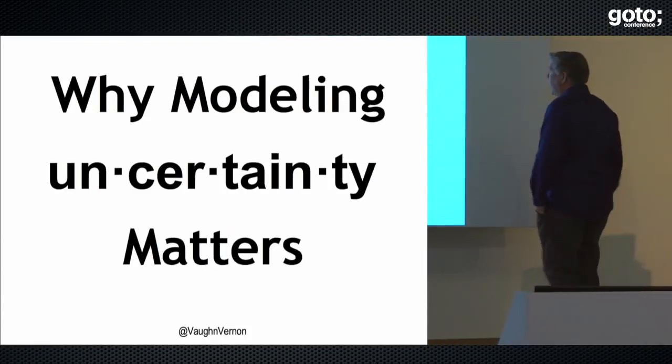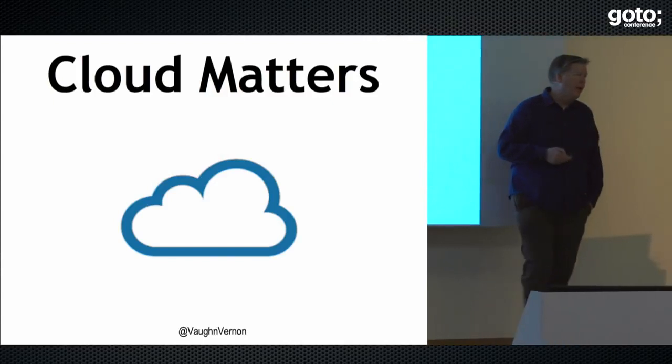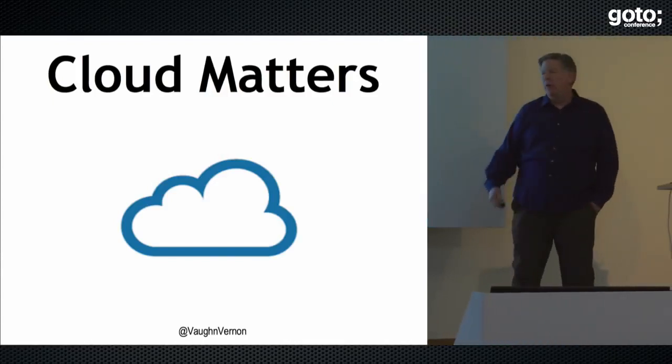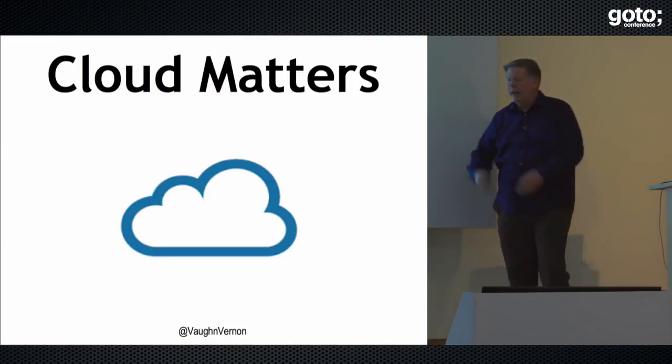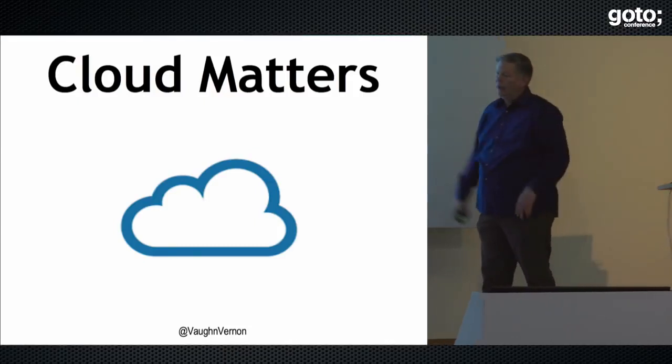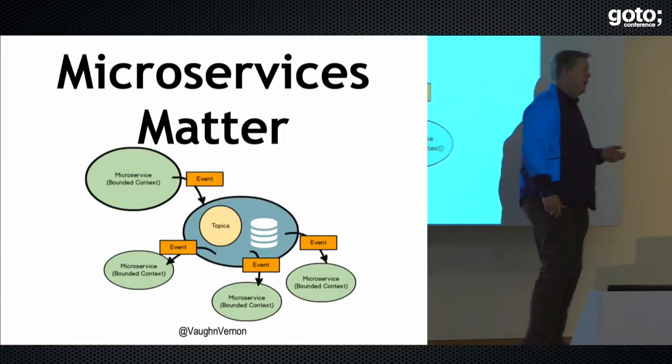So modeling uncertainty matters. It matters because cores matter, the cloud matters. We're deploying in the cloud. Things are coming and going dynamically. Things crash. Things get restored. It's there. It's a real thing.